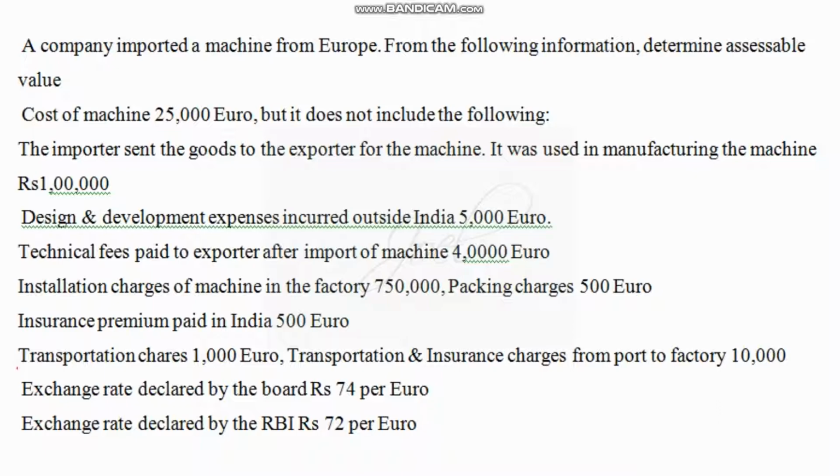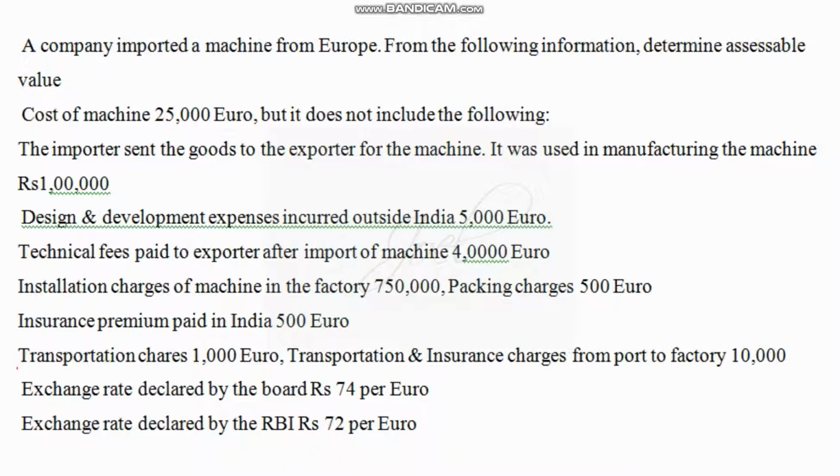When you are answering the questions in the examination, different types of rates may be given in the exam. The RBI rate, board rate, CBEC rate, the central government, state government, all those rates they will give, but we are not going to consider any of such rates. Either we have to consider the rate declared by the board or the CBEC rate. That rate we are going to consider for conversion purpose. So that is the information available here. Based on this information we are going to solve.